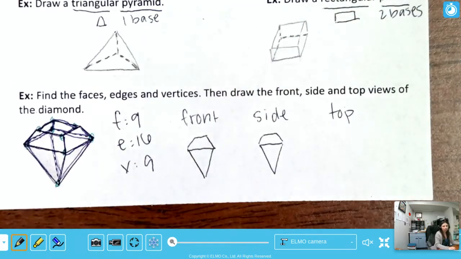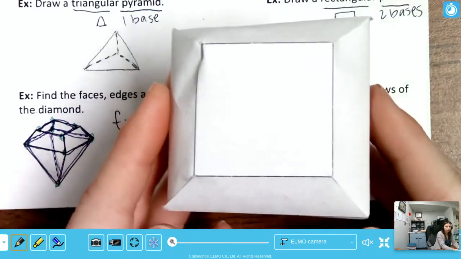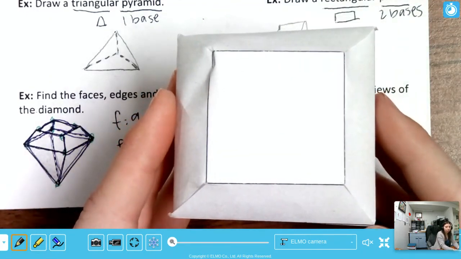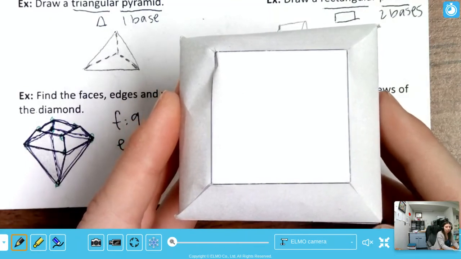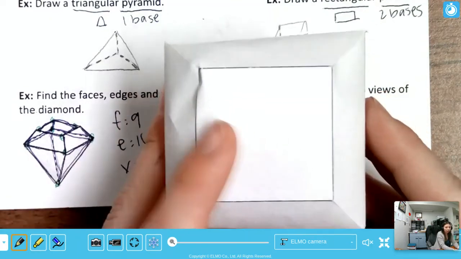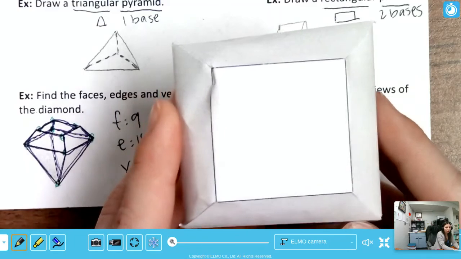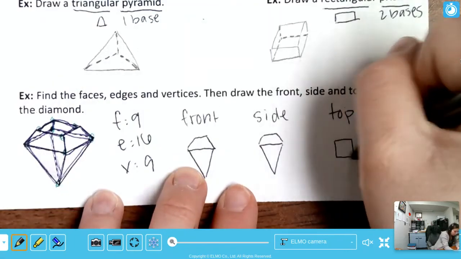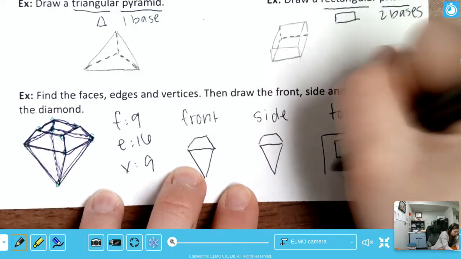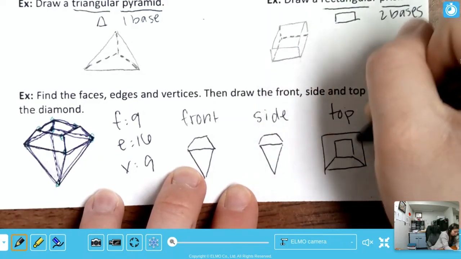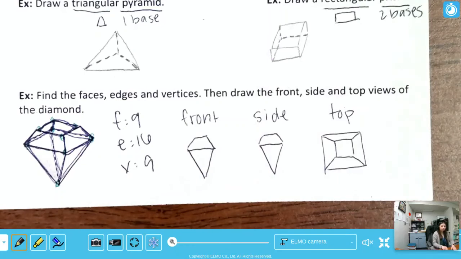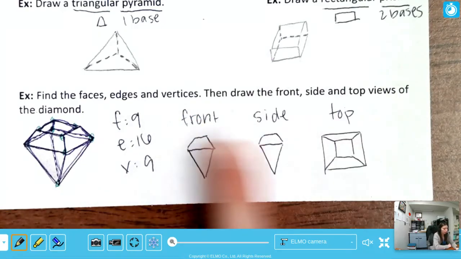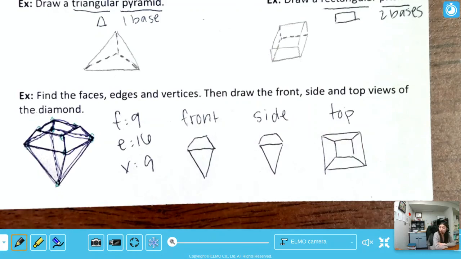And then lastly, I need to look at this from the top. What would it look like from the top? Well, if I look at it from the top, I see a square in the middle with 4 trapezoids around the outside. Or another way to describe it would be a smaller square inside a larger square, and the corners are all connected. That's what it looks like from the top. So here we're just drawing a two-dimensional view based on which way we look at our figure.